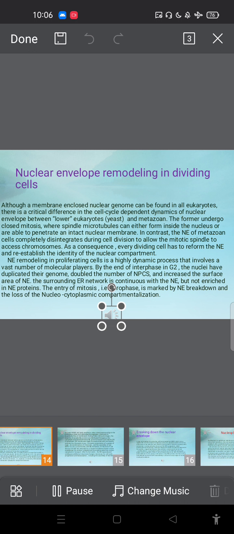the nuclear compartment. Nuclear envelope remodeling in proliferating cells is a highly dynamic process that involves a vast number of molecular players. By the end of interphase in G2, the nuclei have duplicated their genome, doubled the number of NPCs, and increased the surface area of the nuclear envelope. The surrounding endoplasmic reticulum network is continuous with the nuclear envelope but not enriched in nuclear envelope proteins. The entry to mitosis, that is, prophase, is marked by nuclear envelope breakdown and the loss of the nucleocytoplasmic compartmentalization.